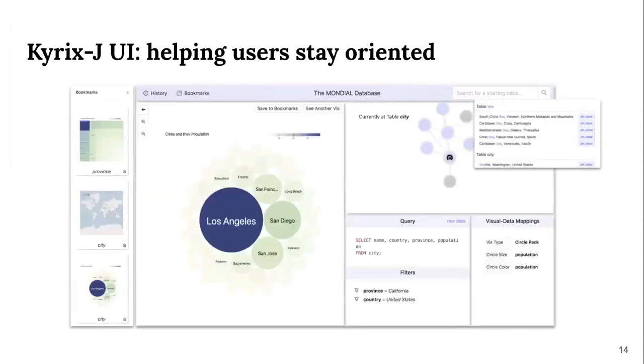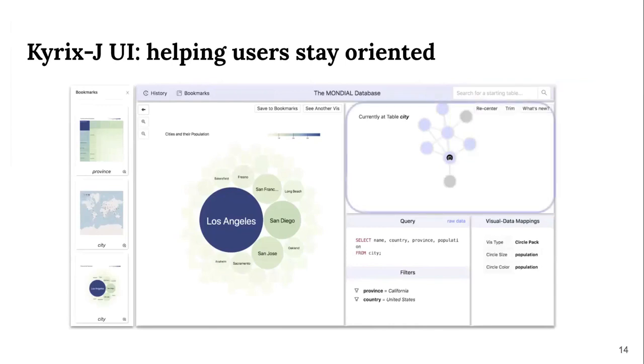Now let's take a look at the Kyrix-J UI. The Kyrix-J UI uses multiple coordinated views to present the jumps in a way that reduces user disorientation between the jumps. First, we allow the user to identify a starting table using keyword search. And this simplified ER diagram renders tables as nodes and column connections as edges. There's an icon in the middle that signals where the user is.